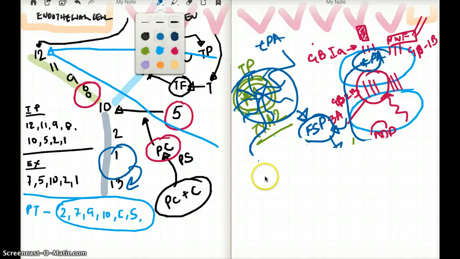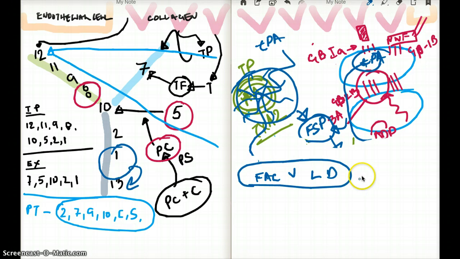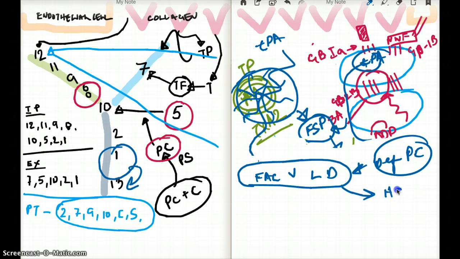So now let's end our discussion with two things. Factor 5 Leiden deficiency: when we have factor 5 Leiden deficiency, that is when we have deficient protein C. This causes a hypercoagulable state, and a hypercoagulable state is going to cause too much coagulation in the body.